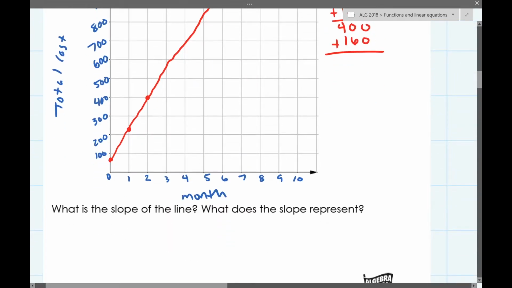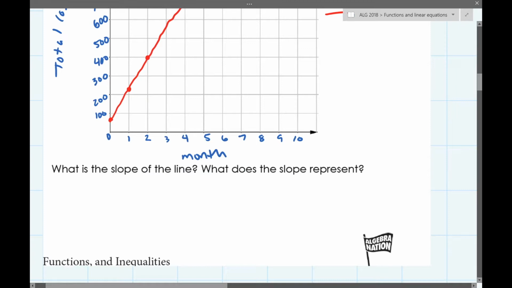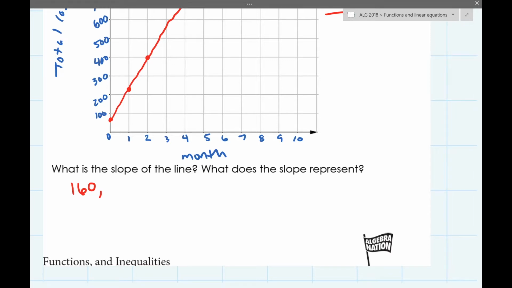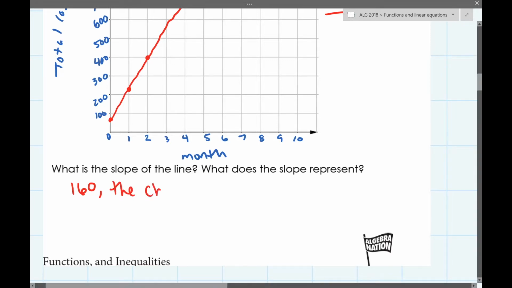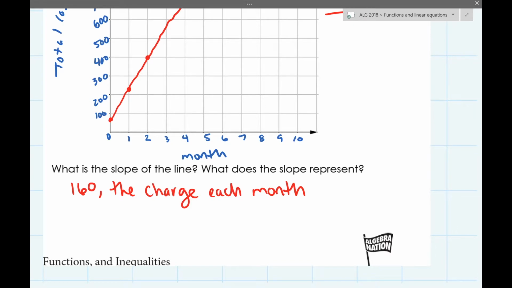The reason I'm going to add 160 is because, well, let's answer this question. What is the slope of the line, and what does the slope represent? So how much is each one of these dots going up by? Each one of these dots is going up by 160. And what does 160 represent? Well, it represents the charge each month. So you will be charged $160 each month, and then it keeps going. That is your slope. Okay.